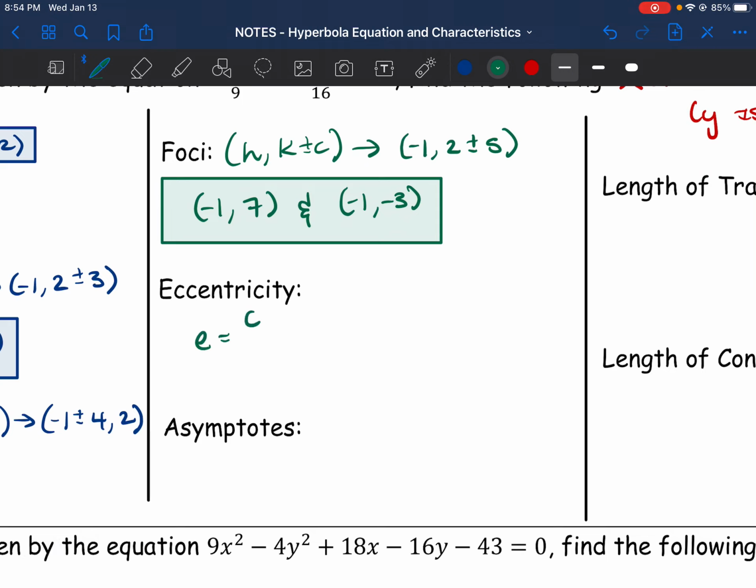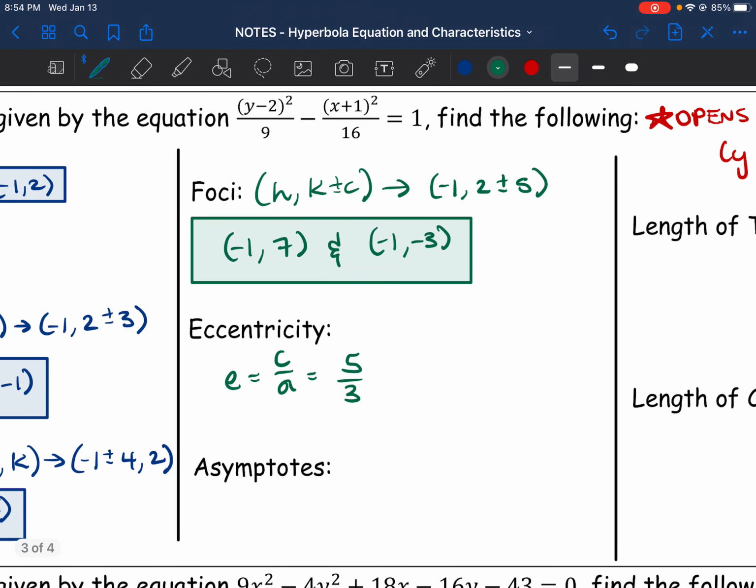All right, the eccentricity. Eccentricity, same formula from ellipses, c divided by a. C is 5. A we calculated to be 3. And notice that with hyperbolas, since the c term is always going to be bigger than the a term, the eccentricity is always going to be bigger than 1, because the numerator will always be larger than the denominator. 5 over 3, let's approximate as a decimal, and that's about 1.667, if we round to 3 decimal places.